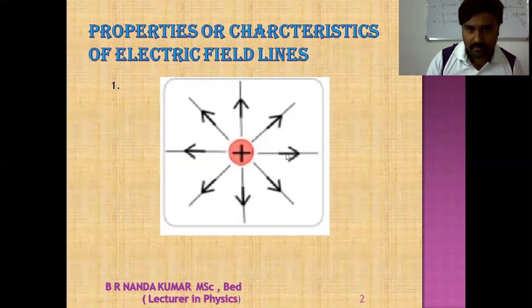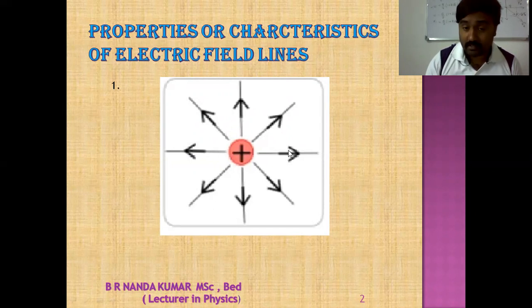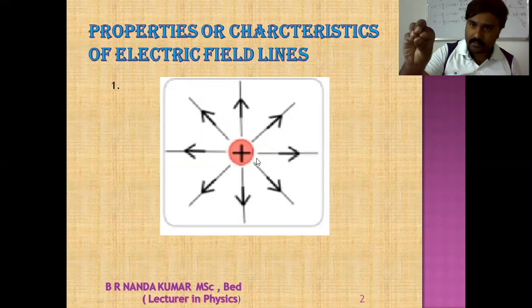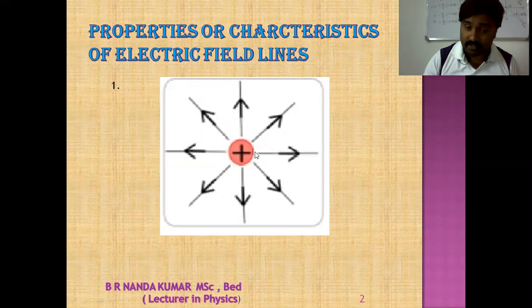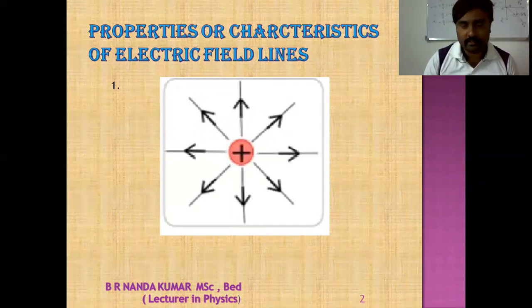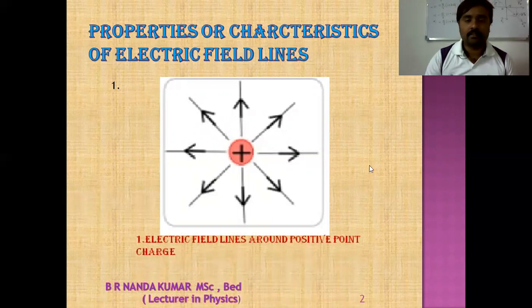A unit positive test charge plus Q naught is placed on this line due to the isolated positive point charge. What happens? The plus Q naught test charge will experience a repulsive force. So electric field lines are directed away from an isolated positive point charge. Radially diverging electric field lines are produced around an isolated positive point charge.